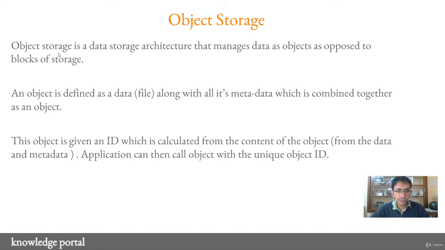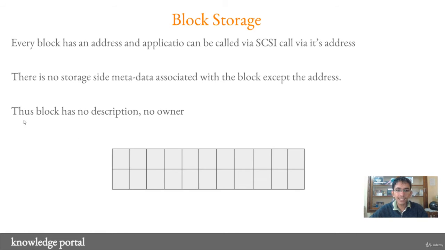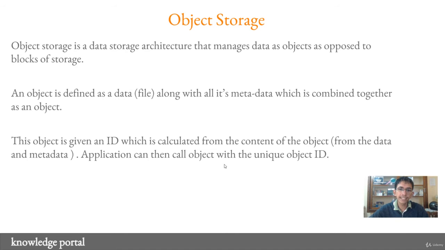In object storage, it is a data storage architecture where the data is stored as objects as opposed to blocks of storage. So there are no blocks of data being divided. Even if you have, let's assume, 10 MB of data, it will be directly stored as an object. There are no blocks present in an object storage. One very important point to remember here is that an object is defined as a file, which is the data, along with all of its metadata, combined together as a specific object.